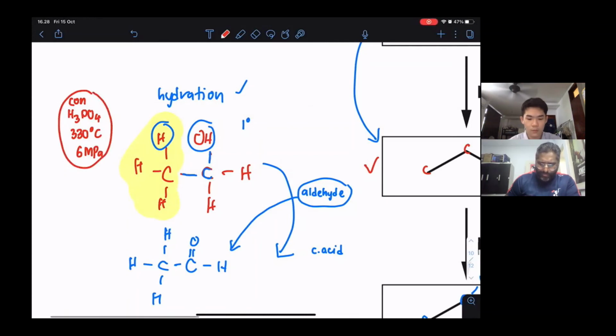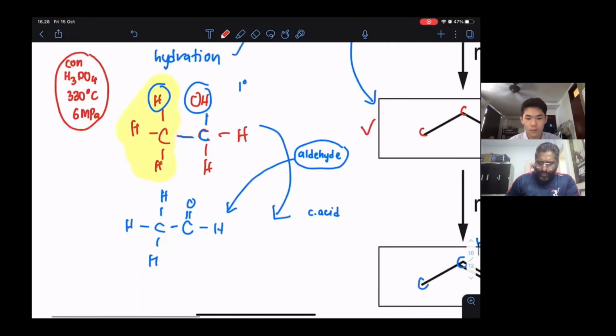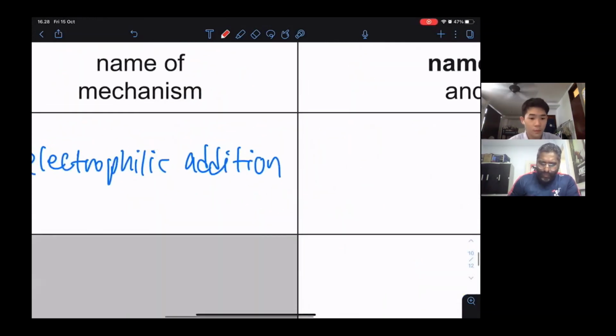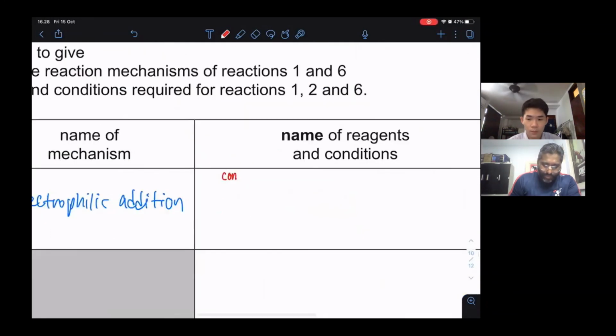So you can write down the name of the reagents. You must use concentrated H3PO4. When they say name, let's actually name it properly. Name, you cannot write the formula. Concentrated phosphoric acid.